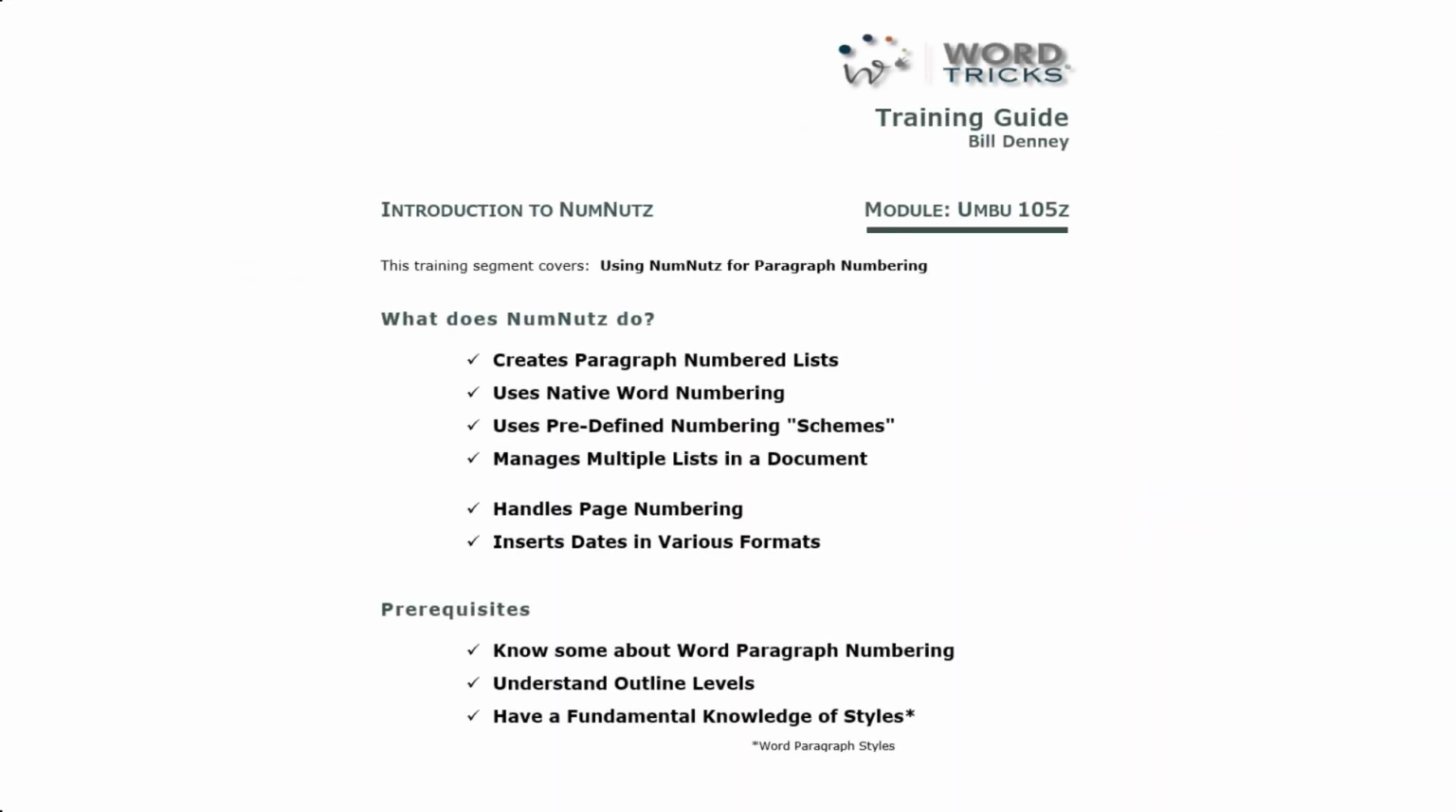This is Module 105Z, Introduction to NumNutz. So what does NumNutz do? It creates paragraph numbered lists. It uses native Word numbering. It uses predefined numbering schemes. And it manages multiple lists in a document with ease. In addition, it handles page numbering and inserts dates in various formats.